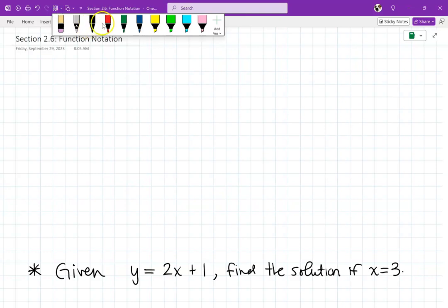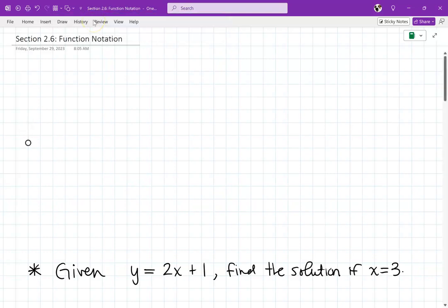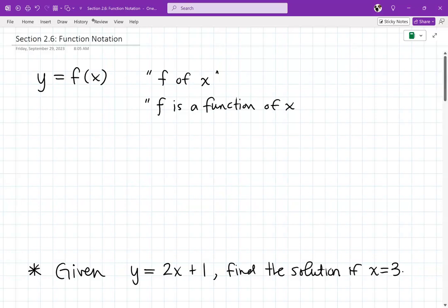All right, so I don't know if it's Math 1 or Math 7, Math 8, somewhere around there, you guys learned that we can write the letter y as a function like this. We would call it f of x, okay? So sometimes we say f of x. Sometimes we say f is a function of x. So the top one is just a shortened way of saying the bottom one.